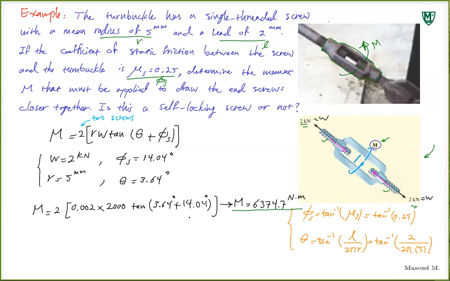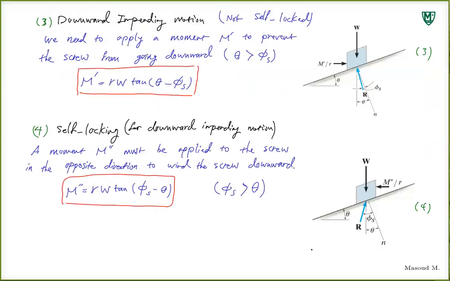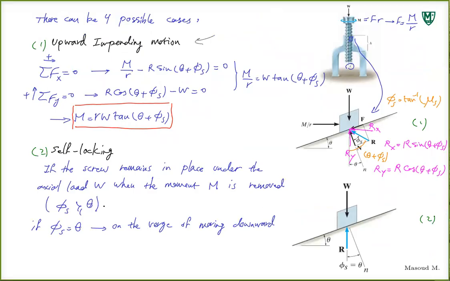Now, the second part is: is this a self-locking screw or not? To determine that, you just have to look at the relationship between phi s and theta, right? In this case, obviously phi s is greater than theta. So we say since phi s is greater than theta, it's a self-locking screw. Remember, we said if phi s is greater than or equal to theta, then we have a self-locking screw, meaning that if you remove M, or moment, the screw doesn't move. All right, so it's self-locking.